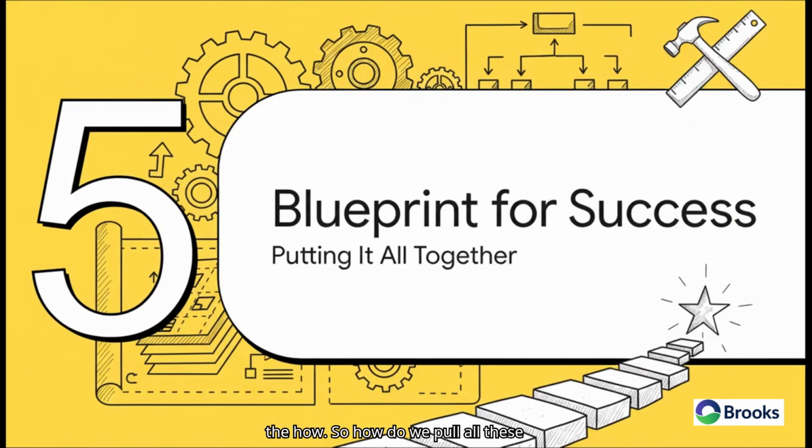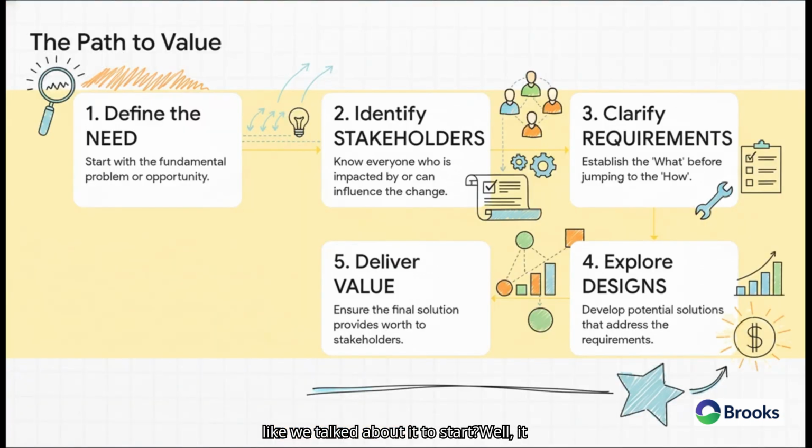So how do we pull all these ideas together into a simple blueprint that keeps us from crashing and burning like we talked about at the start? Well, it creates this really powerful logical path. You start by defining the need. Then you go find your stakeholders. With their help, you nail down the requirements. That's the what. And only then, only after all that, do you start exploring designs, the how. When you do it this way, every single step is focused on that one ultimate goal, delivering real, tangible value. This is how you dodge those common pitfalls.